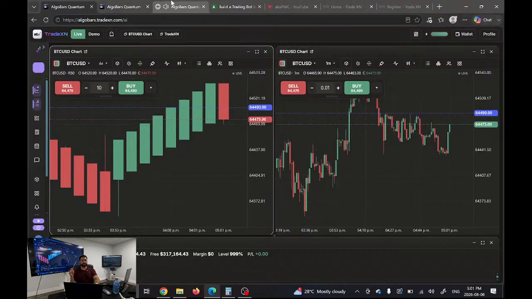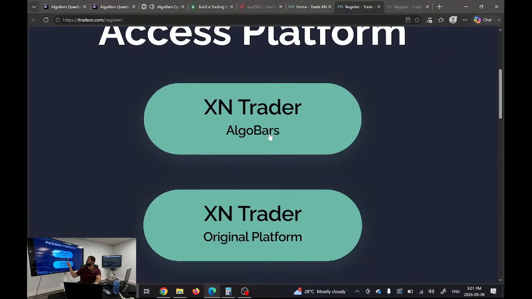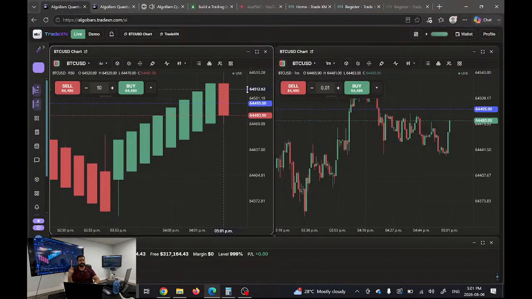What's the website called? So the broker is tradexn.com. So you can just go to tradexn.com. When you click open account on TradeXN, then just select AlgoBars as the platform. Okay, when you select AlgoBars, make your account there, and then you can get your account set up, funded, verified, all of that.